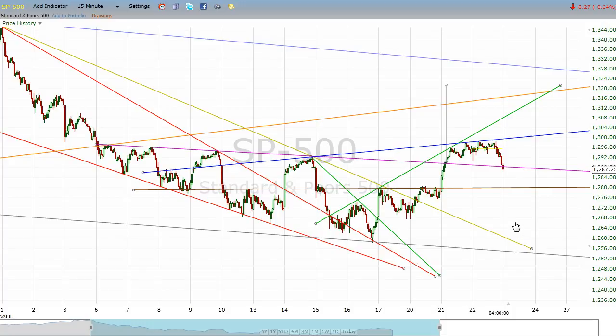Where I would begin to be concerned is if we come back down to this brown line and we take it out. That would give me some concern. But even then, there's always the possibility that this market comes back down and retests this low right here. I'm not really expecting that though.